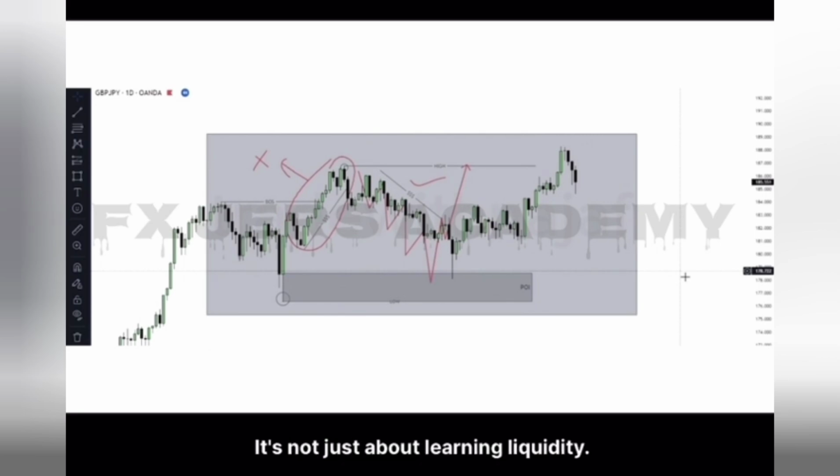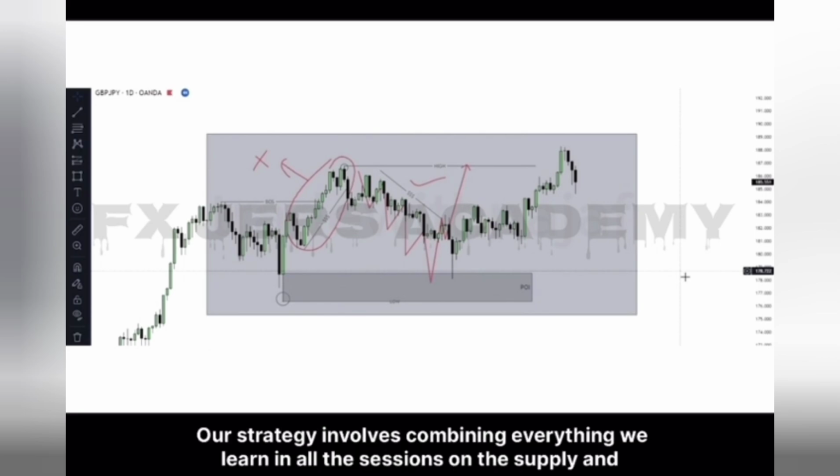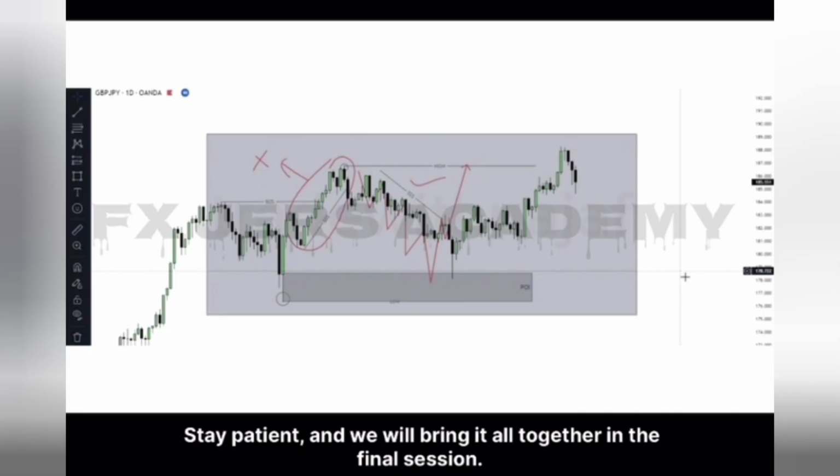It's not just about learning liquidity. Our strategy involves combining everything we learn in all the sessions on the supply and demand strategy. Stay patient, and we will bring it all together in the final session.